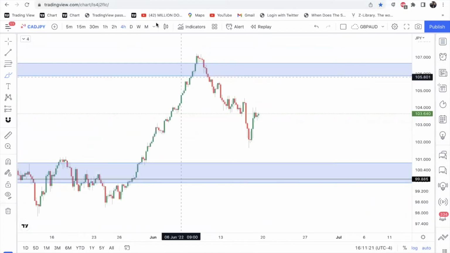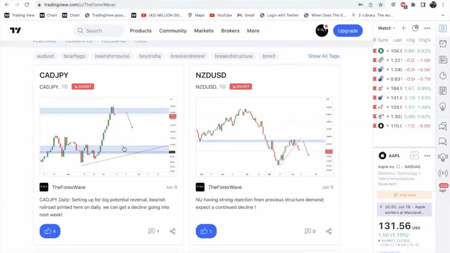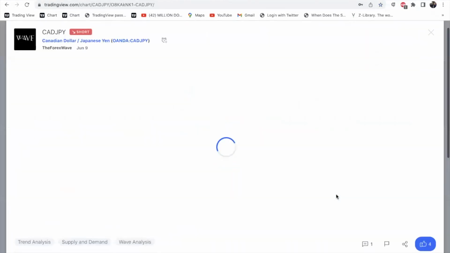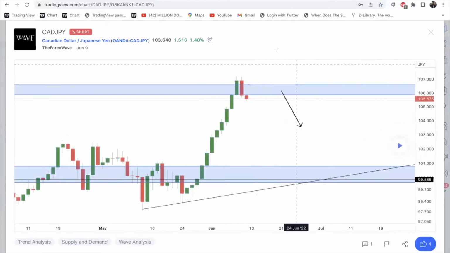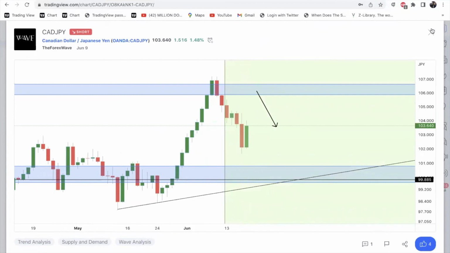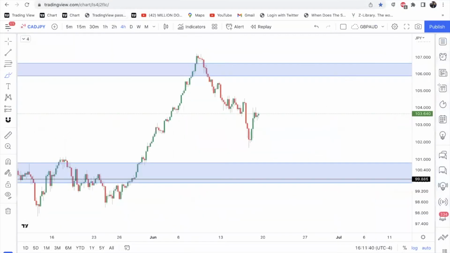CAD JPY. So CAD JPY, you can see this. I sent this out as well. I posted this to TradingView also. You can see right here, we had the rails on the daily at the major level of supply. Strong confirmation. I was expecting a sell-off. And you can see that we got that. Nice sell-off. All right. So really, I'm still bearish on this. I still believe we could have more downside.